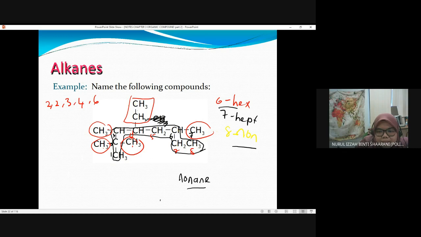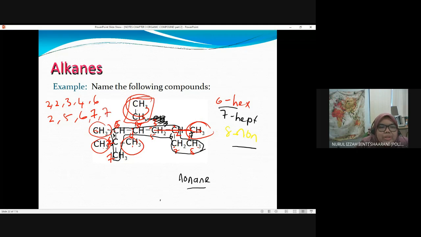Kalau kita daripada sini pula, daripada bahagian ni, 1, 2, 3, 4, 5, 6, 7. Okay, so akan 2, sini 2, sini 4, 1, 2, 3, 4, 5. 5 sini. 5 sini, 6. And then 7. Kenapa tak cukup 1? 7 ni ada 2 lah.